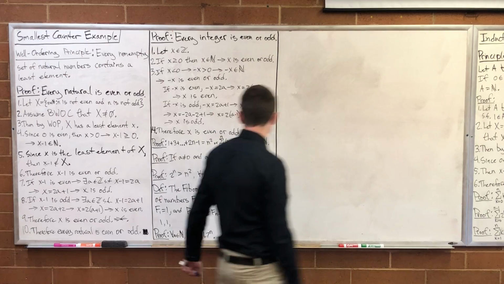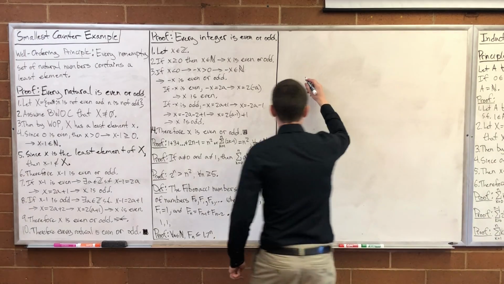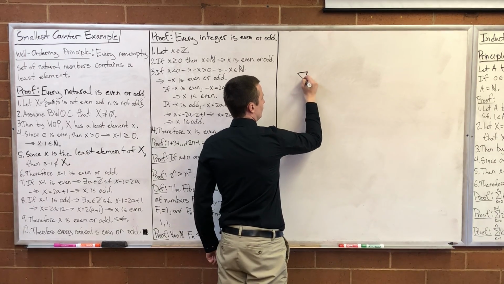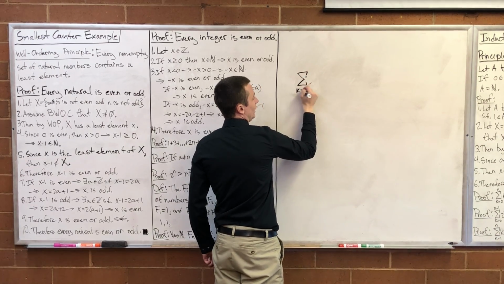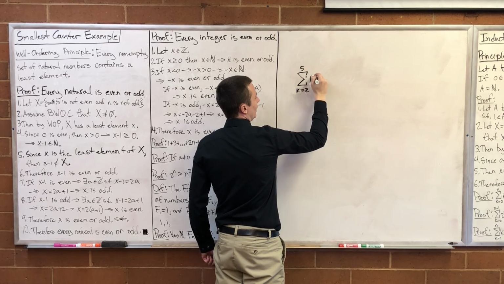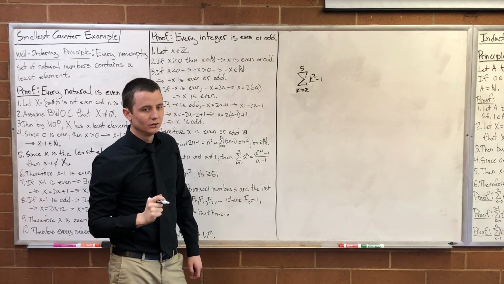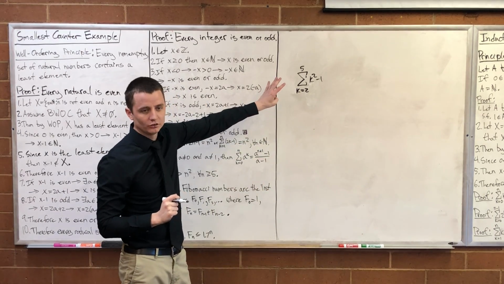Okay, now we'll do another proof, smallest counterexample. A lot of these proofs are going to have sigma notation, so maybe a quick recap on sigma notation. If I do the sum from k equals 2 to 5 of k squared minus 1, do you know what that says? Does everyone understand this notation, or should I write it out?